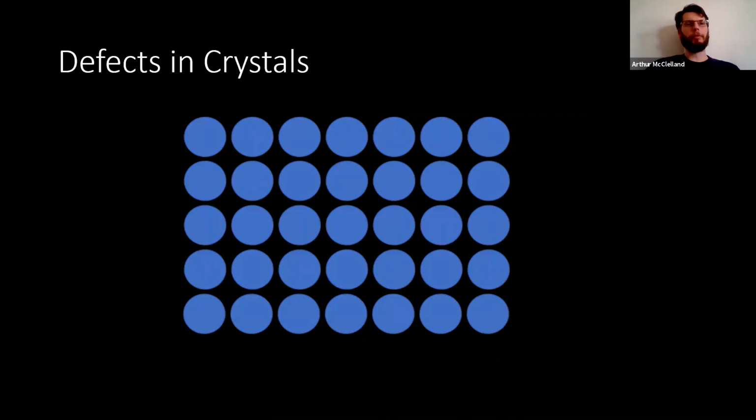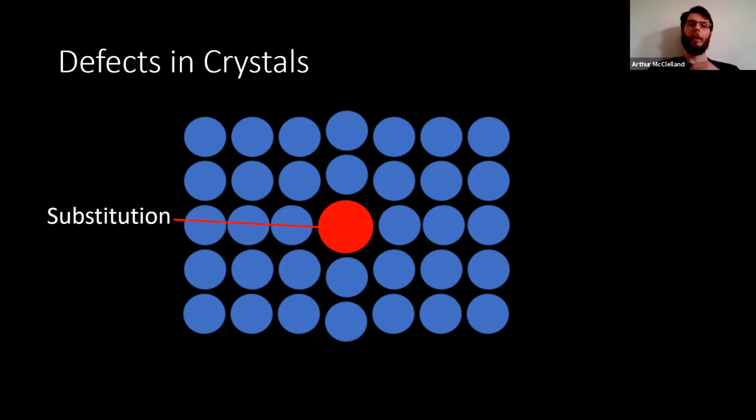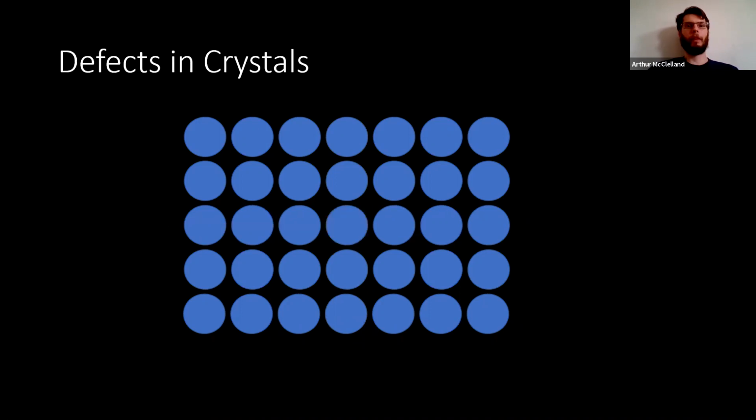All right, some other defects in the crystals. We could simply be missing an atom. So missing an atom would be called a vacancy. We could have a different atom pop into the wrong spot. So this would be called a substitution. We could have a smaller atom slipping in and hiding in the gap in the crystal structure. That would be called an interstitial substitution.